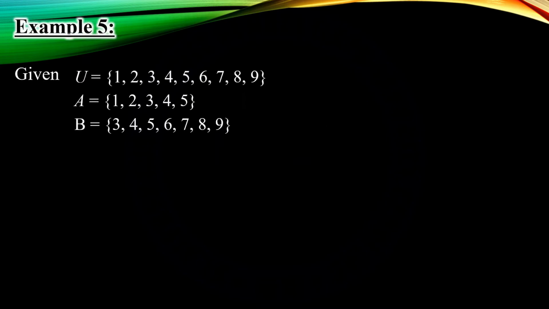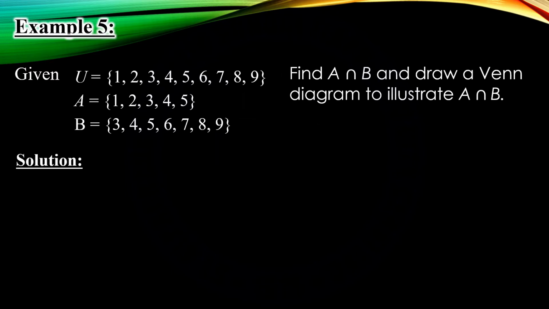the universal set contains 1, 2, 3, 4, 5, 6, 7, 8, and 9. Set A contains 1, 2, 3, 4, and 5. Set B contains 3, 4, 5, 6, 7, 8, and 9. And now, find the elements of A intersection B and draw a Venn diagram to illustrate A intersection B. Here is the solution.